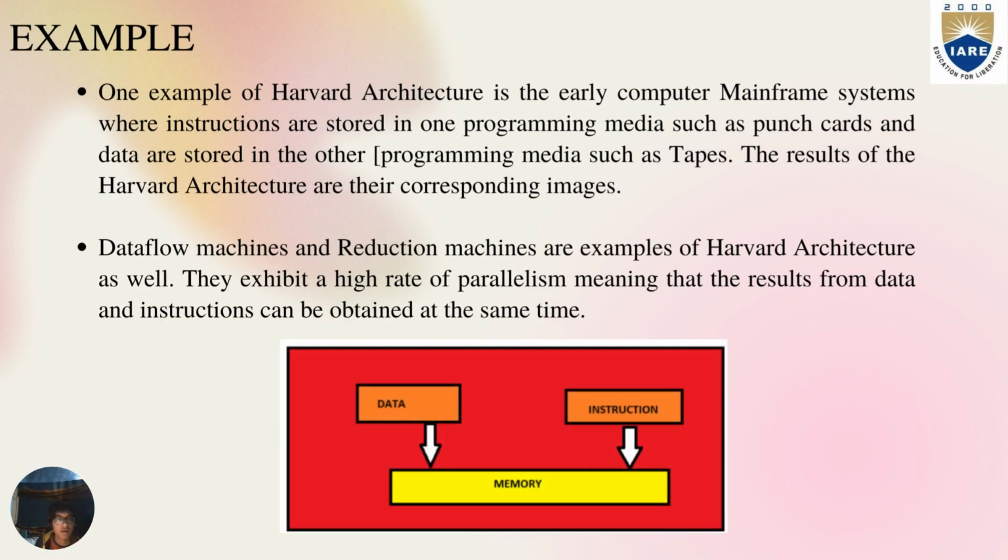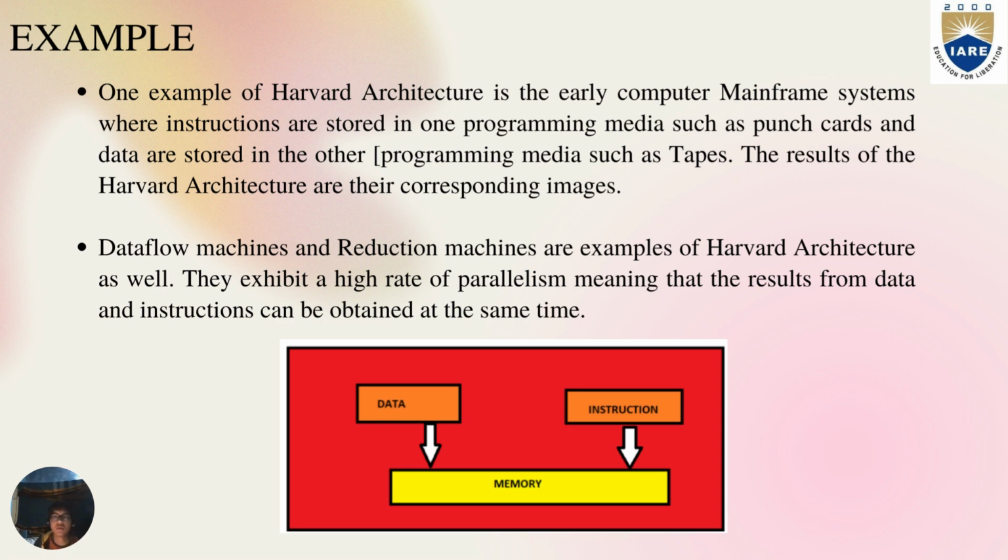Let's go with an example to better understand Harvard architecture. One example is the early computer mainframe systems, where instructions are stored in one programming medium such as punch cards and data are stored in another medium such as tapes. Data flow machines and reduction machines are examples of Harvard architecture as well. They exhibit a high rate of parallelism, meaning that the results from the data and instructions can be obtained at the same time. The following image illustrates how data and instructions are kept in separate memory.